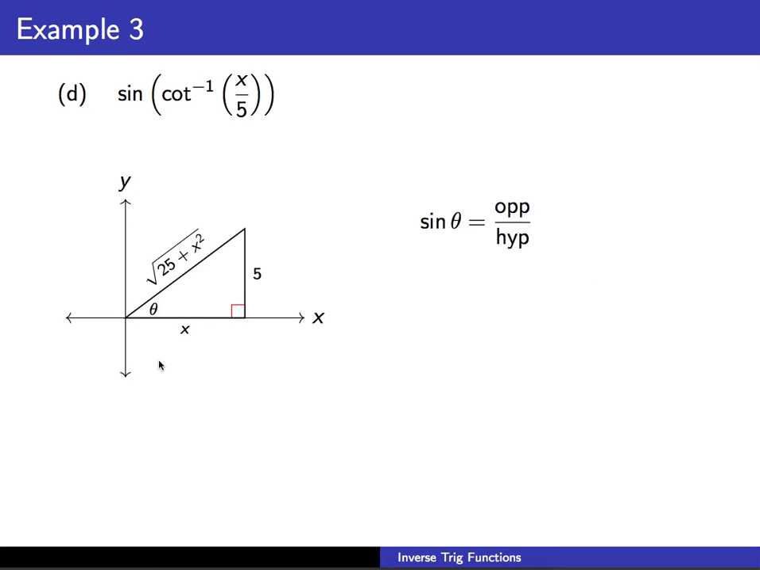So now we have everything we need. Sine is opposite over hypotenuse. It's going to give us 5 over the square root of 25 plus x squared. And rationalizing this denominator, we get 5 times the square root of 25 plus x squared all over 25 plus x squared.